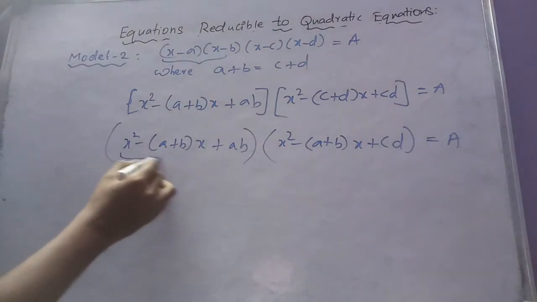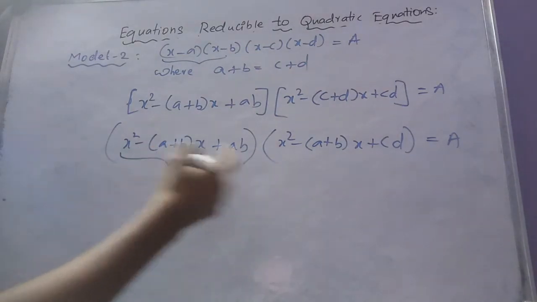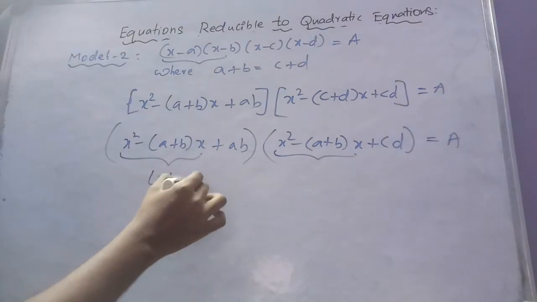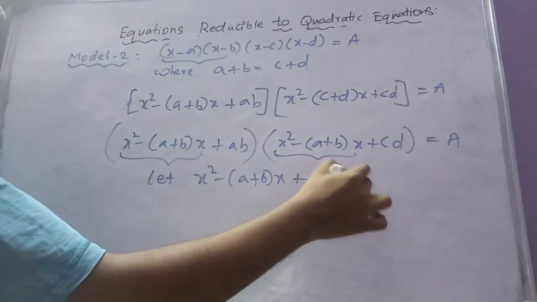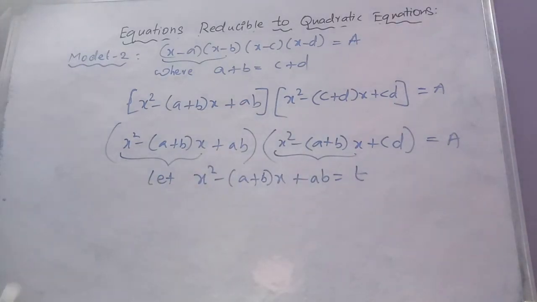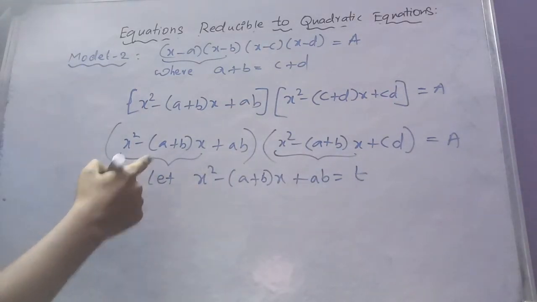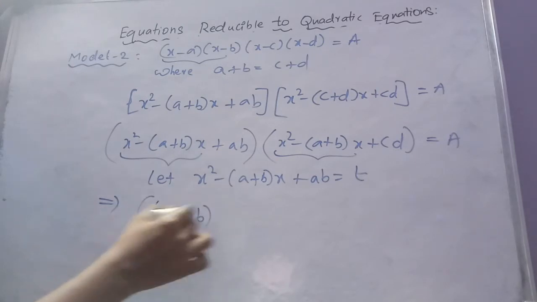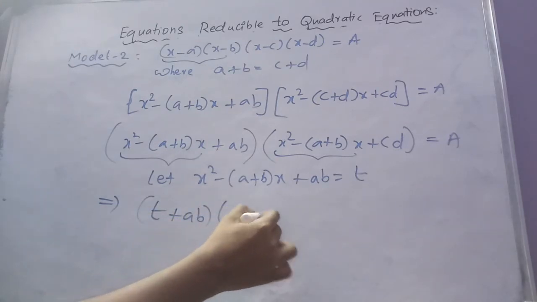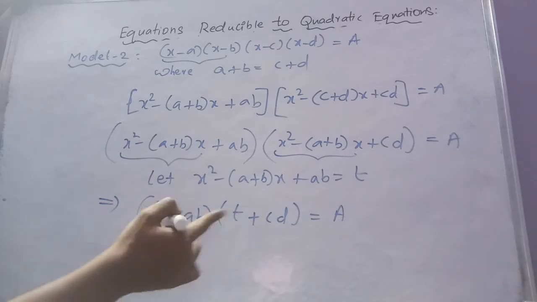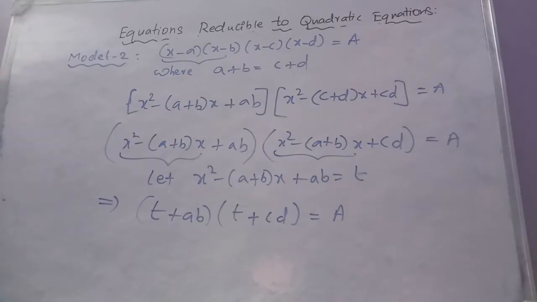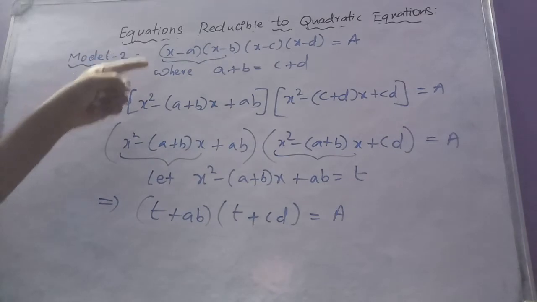Now I will take this thing x square minus of a plus b into x. Let this thing x square minus of a plus b into x plus ab is equal to some variable called t. Then what happens to this equation? So this is going to be t plus ab into t plus cd equal to capital A. So this is a quadratic equation in terms of t. Again we can solve it to find the values of t, and we will use it to find the values of x. So this is how we are going to solve model number 2.